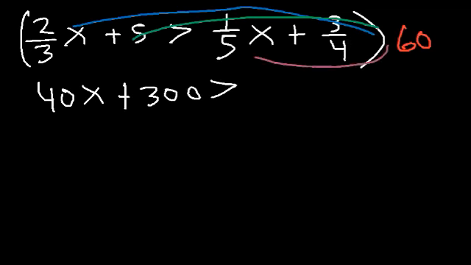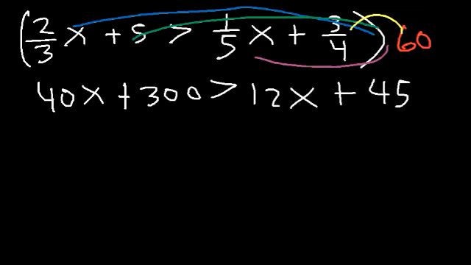And then 1/5 x times 60, or 60 divided by 5. That's going to be 12, so 12x. And then what is 3/4 times 60? 60 divided by 4 is 15. 15 times 3 is 45. So 3/4 of 60 is 45.